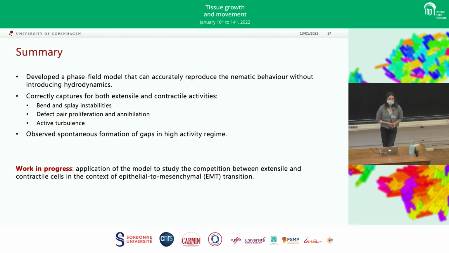And currently, what I'm working on now is that we are using the model to study the competition between extensile and contractile cells. So we want to see how they interact with each other and what kind of behaviors it leads to in the context of epithelial to mesenchymal transition in cancer. So the switch from non-motile to motile, more metastatic conditions.